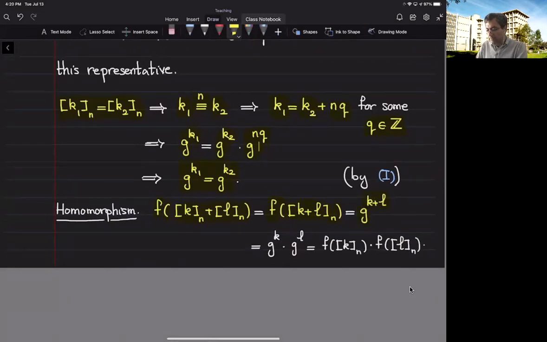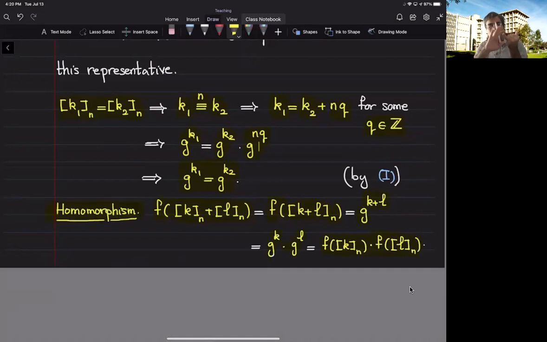Now g to the power k plus l is g to the power k times g to the power l. G to the power k, by definition, is f of the residue class of k modulo n. And g to the power l is f of the residue class of l modulo n. So all of a sudden we see that f is indeed a group homomorphism, because f of a sum is the product of f's. So it sends group operations to group operations. It is a group homomorphism.